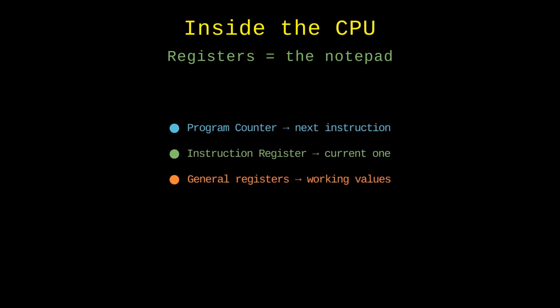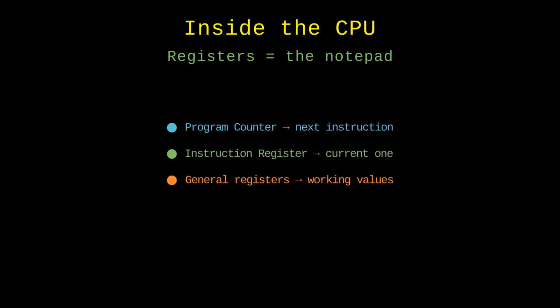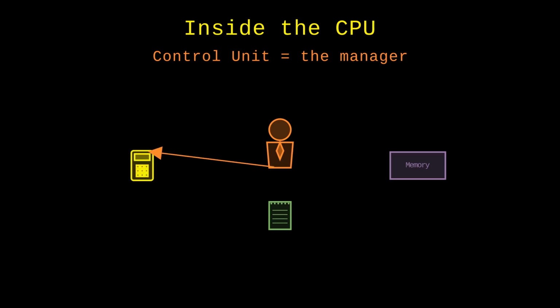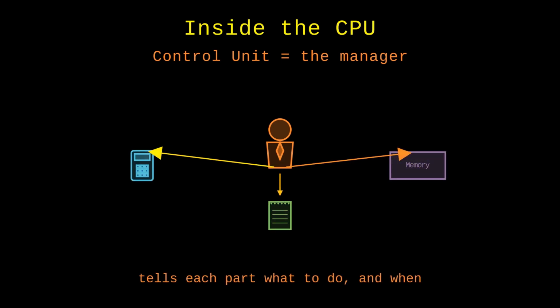The whole system is designed around one thing: speed. Keep the most immediate stuff as close to the calculator as possible, so the calculator never has to wait. The manager is called the control unit. The control unit doesn't do any calculating itself. It doesn't store anything. Its entire job is to tell everything else what to do and when to do it.